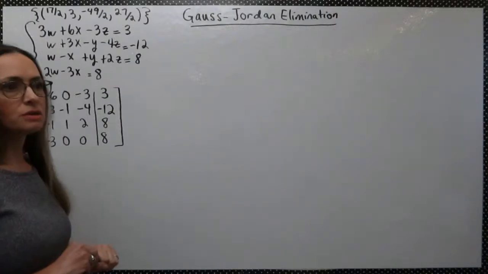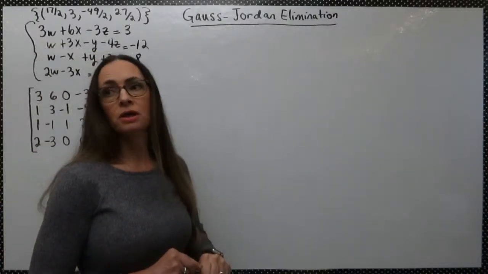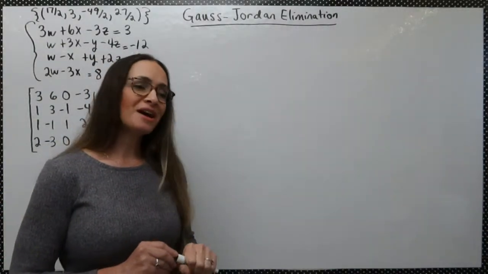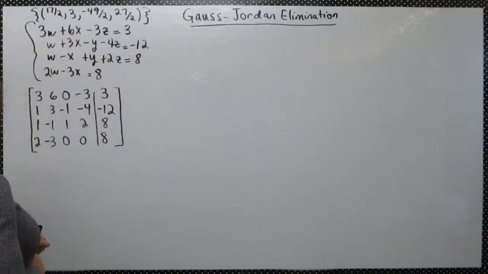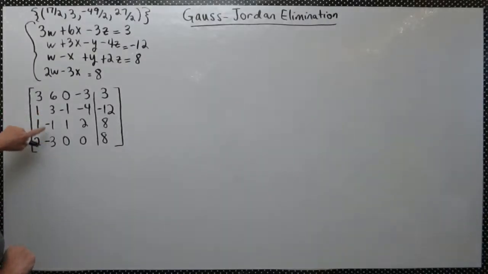We found it, or I found it using a calculator. However, I want to be able to do it by hand. So here we go. What I want to do first is, well, the first thing I did yesterday was I added rows 2 and 4. I don't want to do that again.